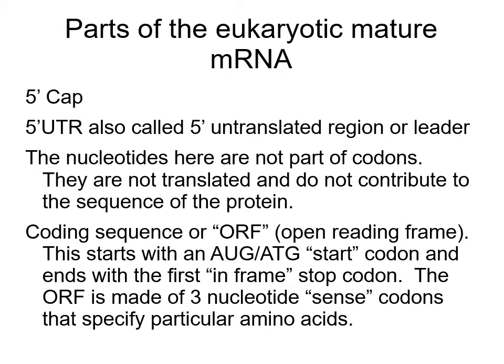Next, we have the coding sequence, or ORF, open reading frame. This will start with an AUG start codon and end with the first in-frame stop codon. We'll talk about that again a little bit more, but remember that the ORF is made of 3 nucleotide-long sense codons that specify amino acids, and we read those from the genetic code.